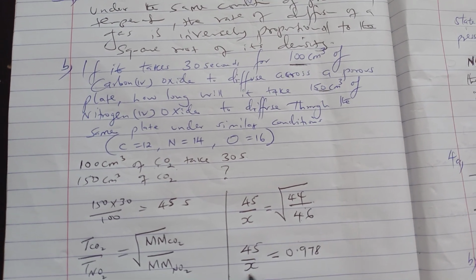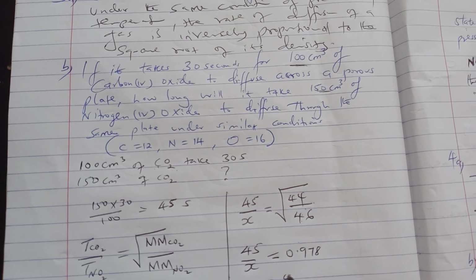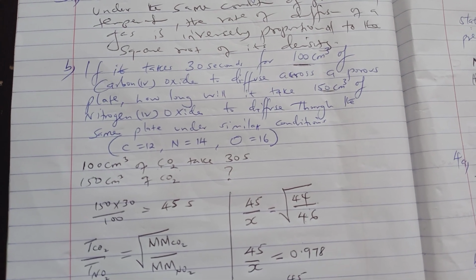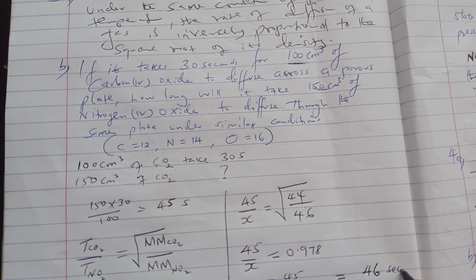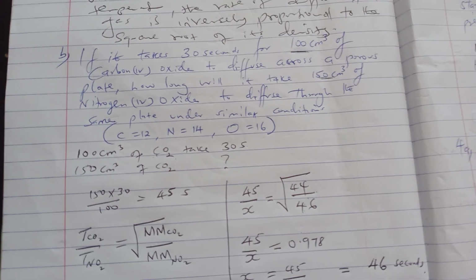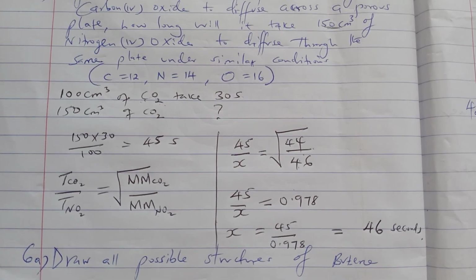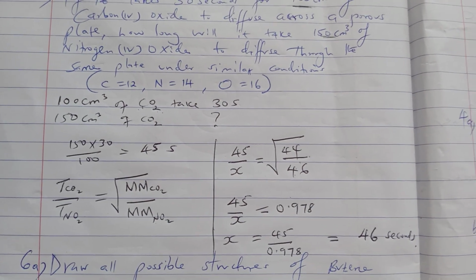So make x the subject of the formula. So x will be 45 over 0.978, and the answer here is what? You'll have 46 seconds. And your answer is there. It's as simple as that.